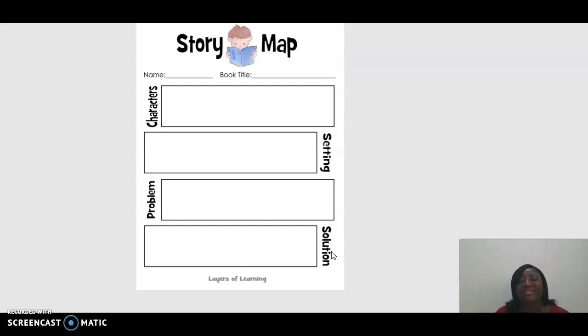That's all we're asking you to do. Go to your map, write the characters, everybody in the story, or everything in the story, where the story happened is the setting, what needed to be fixed, and how it was fixed.